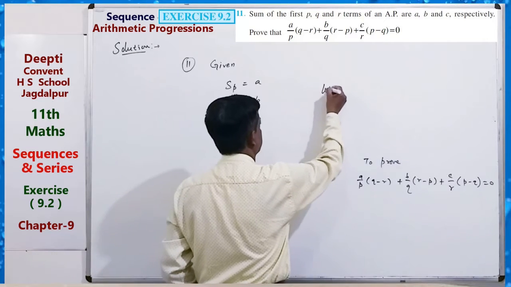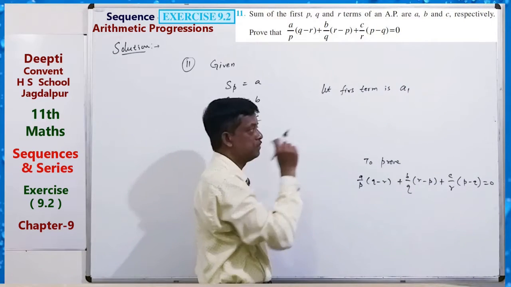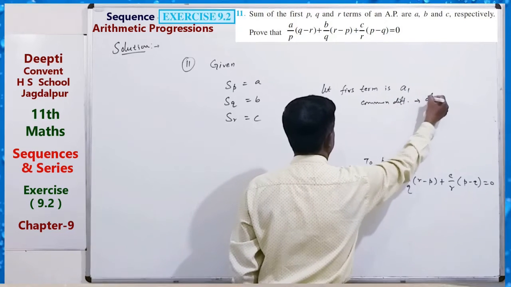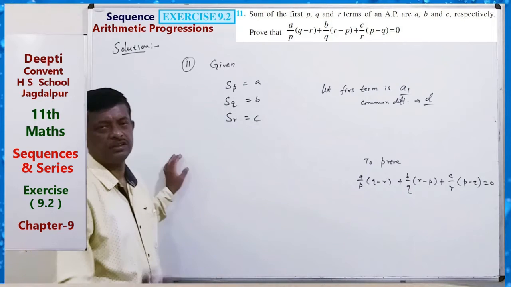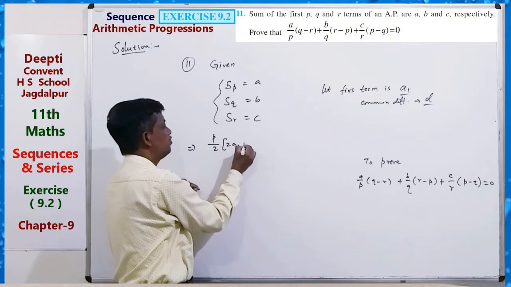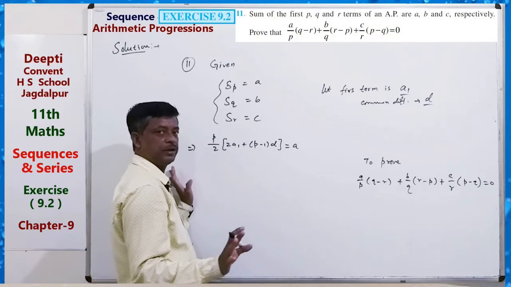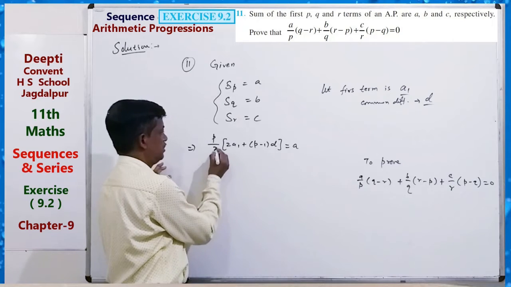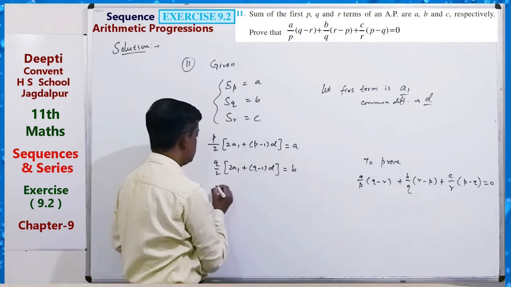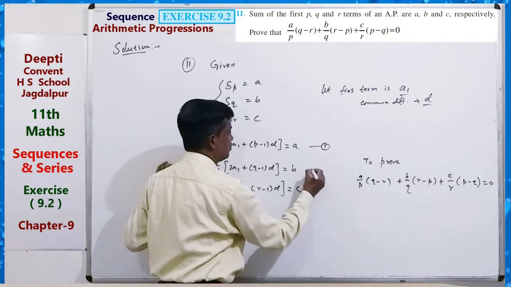So let the first term be A1, because here A is involved, so first term is A1 and common difference D. Okay, so just use these 3 equations. From here we can get P by 2 into 2A1 plus P minus 1 into D equals A. This is a relation. Similarly, Q by 2 into 2A1 plus Q minus 1 into D equals B. Here R by 2 into 2A1 plus R minus 1 into D equals C. Equation 1, equation 2, equation 3.